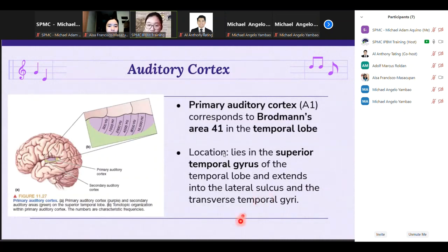So axons leaving the medial geniculate nucleus project to the auditory cortex via the internal capsule in an array called the acoustic radiation.